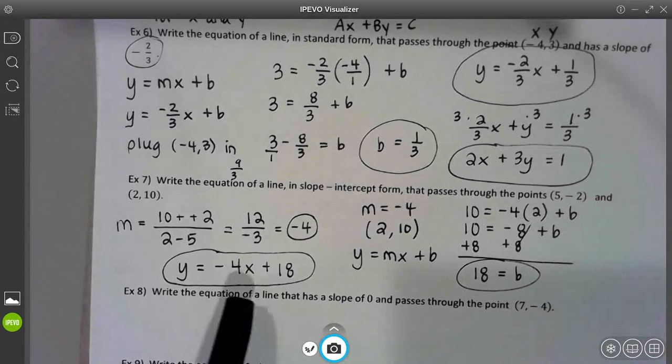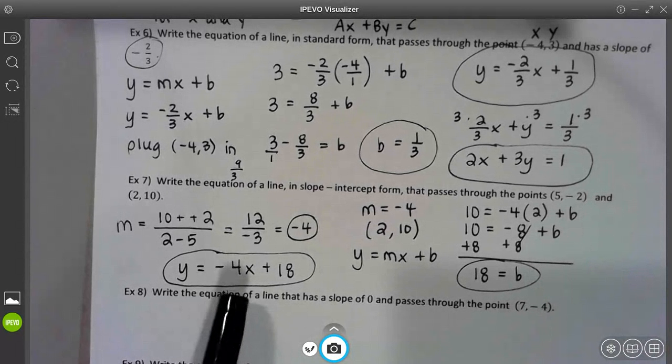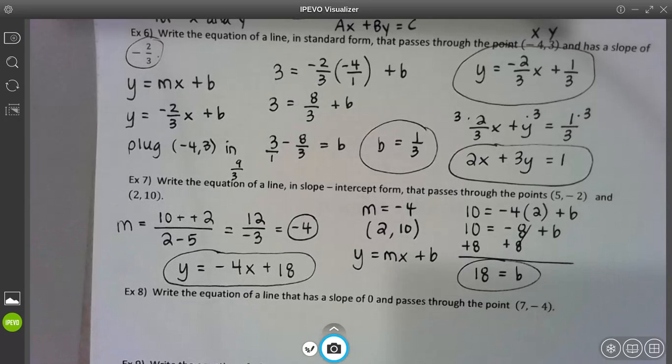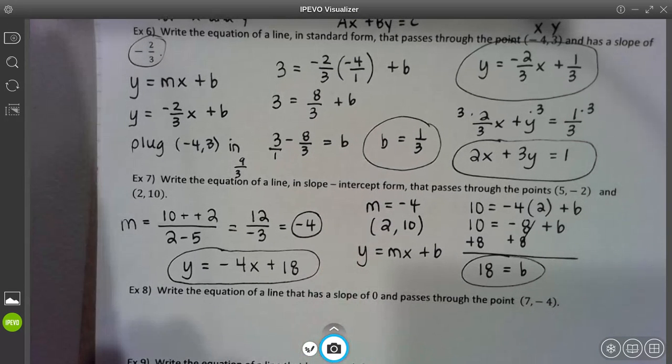And then there is the equation of a line in slope-intercept form that passes through these 2 points, and you're done. All right, can I get a thumbs up if everybody's okay with what just happened? Everybody's okay? Now, again, if you ask me, this type of problem is the worst case scenario.